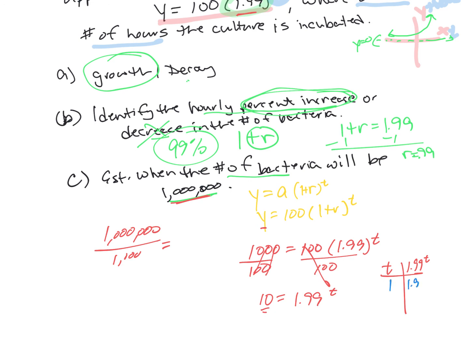If t was 1, that would be 1.99. And remember, I'm trying to get it closest to 10. If t is 2, I type in 1.99 to the power of 2, and I get 3.9601. Then if t is 3, 1.99 to the power of 3 is 7.881. We're getting closer to 10. Then if I say 4, 1.99 to the power of 4 is 15.682, and the number keeps going. So we're estimating.